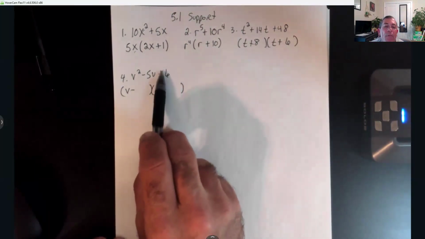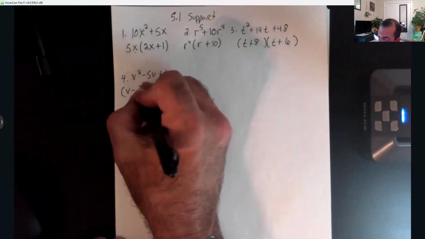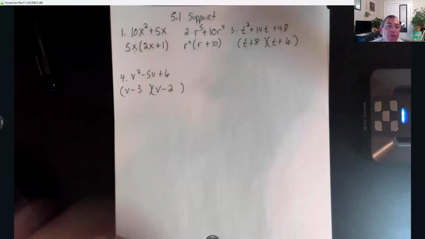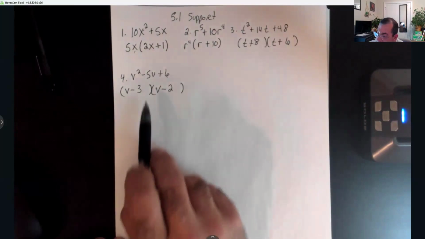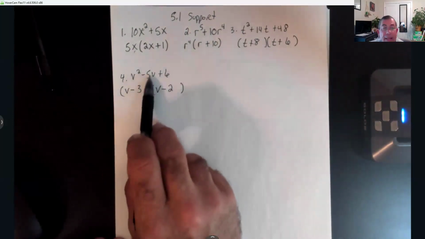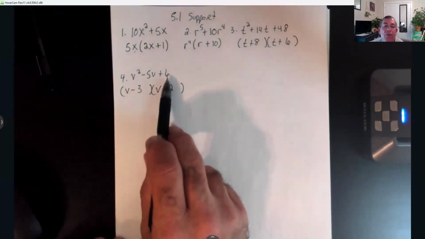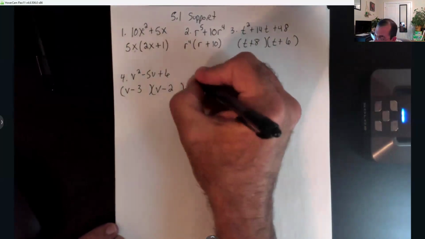And then remember, I want factors of 6 that add to get 5. So that'll be 3 and 2. Okay, so if you FOIL this back, you get -3v, -2v, that gives you -5. And then -3 times -2 gives me +6.